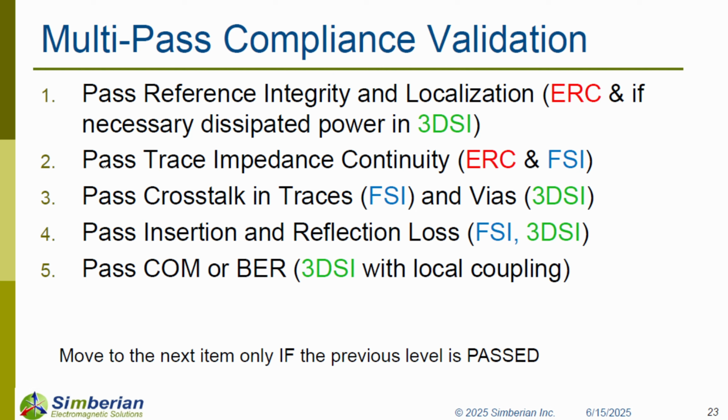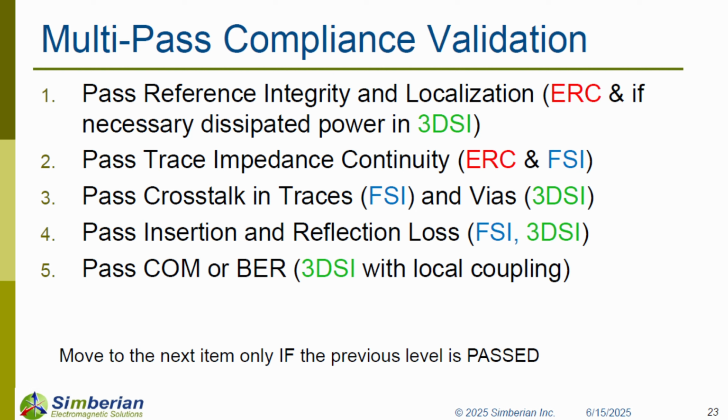Second, you have to pass the trace impedance continuity condition. It can be done with either ERC or fast SI. This is important because most of the reflections come from traces and from vias as well, but traces are the longer structures they can create. So for impedance continuity, if you have, for instance, 70 ohm or 130 ohm instead of 100, most likely you're not going to pass the other conditions like reflection.